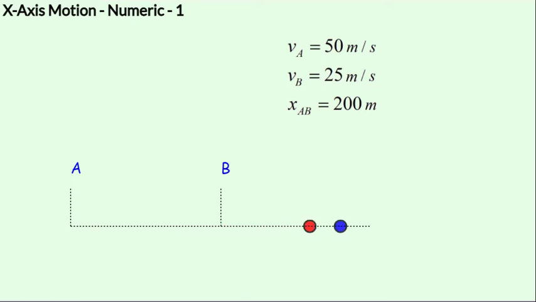And they happen to meet at some point C. The initial distance between A and B is 200 meters. How long would it take for the red and blue ball to meet at point C? Let's first solve this the traditional way, that is, using the equations of motion, and then let's solve it again, but using the concept of relative displacements and velocities.